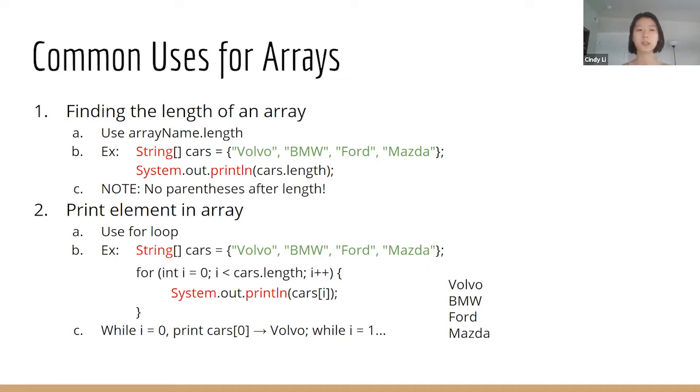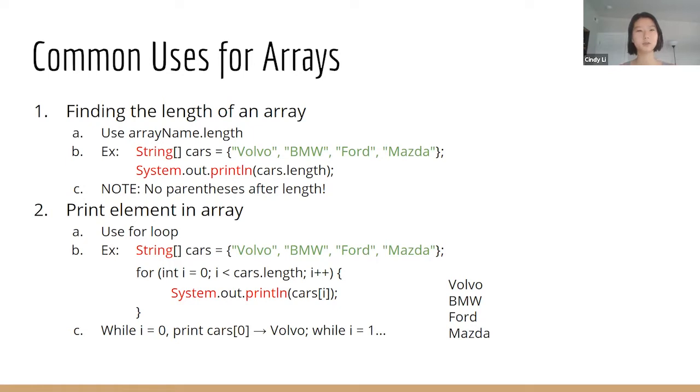You should note that there are no parentheses after length. The reason behind this is quite complicated, but we will not be getting into that. You might remember that math.random and other math functions require parentheses after them, and methods do require parentheses after them. But in this case, length does not require parentheses after it.